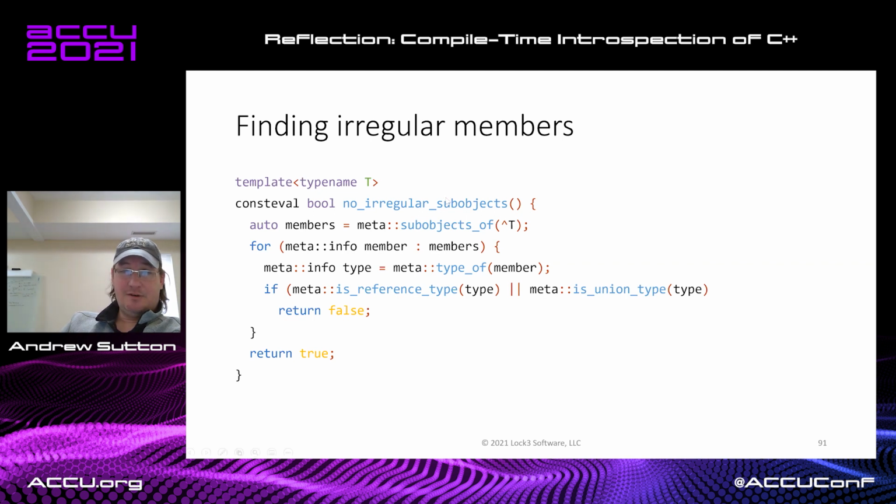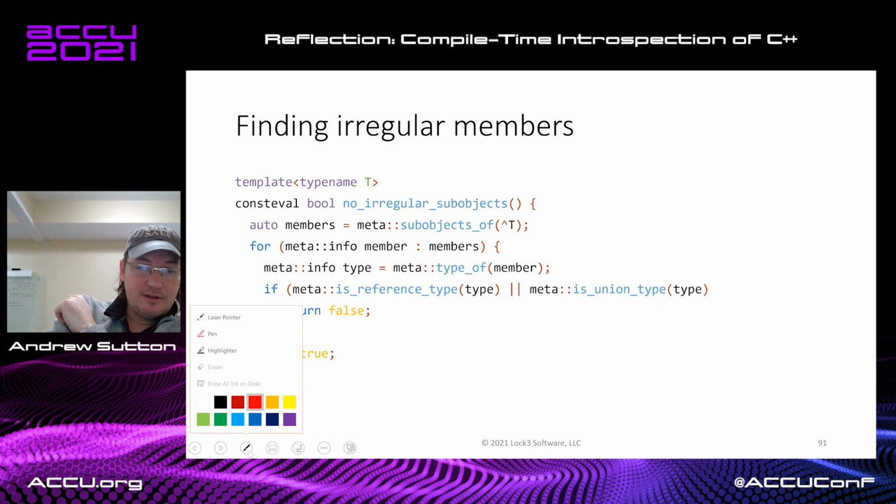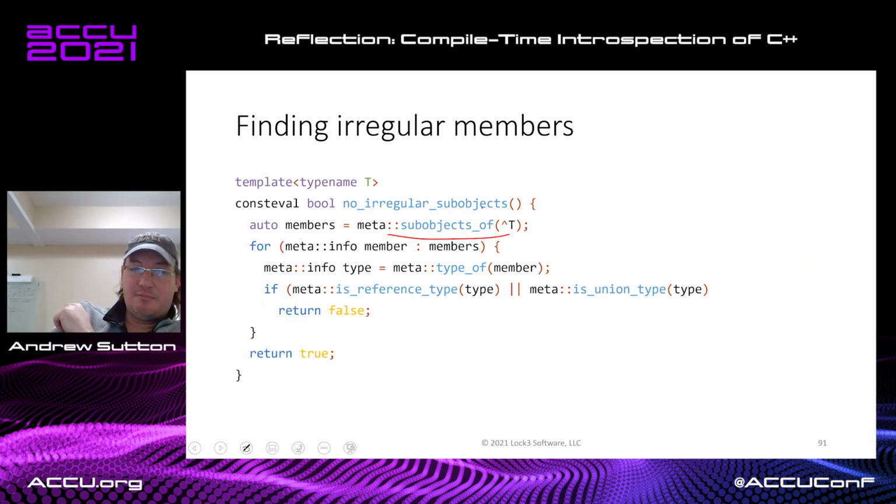I don't know if we can see this. Let's see here. This metafunction right here will just give me a flattened view of everything inside of the class. And so then we can just write a function that walks over the members of the class and finds the type of each member. And if it happens to be a reference or happens to be a union, then we'll just return false. Otherwise, we'll return true that it has no irregular members. And so that's the entirety of this particular concept.